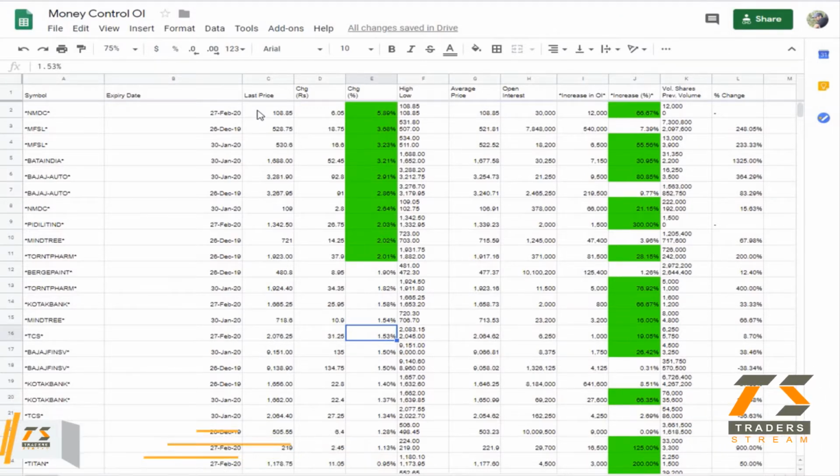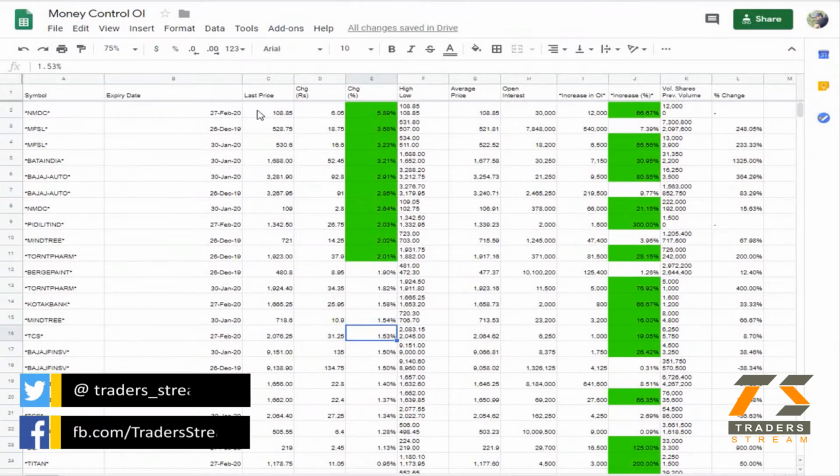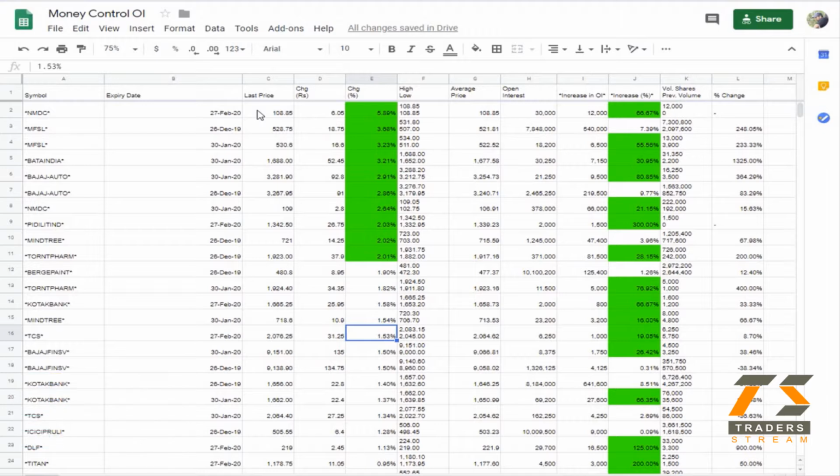So today we'll be talking about something else. Today we'll be talking about open interest. Now, what is open interest? You might have heard about this on the news channels and a lot of other places where they talk a lot about open interest. Now, let me just explain it in detail.